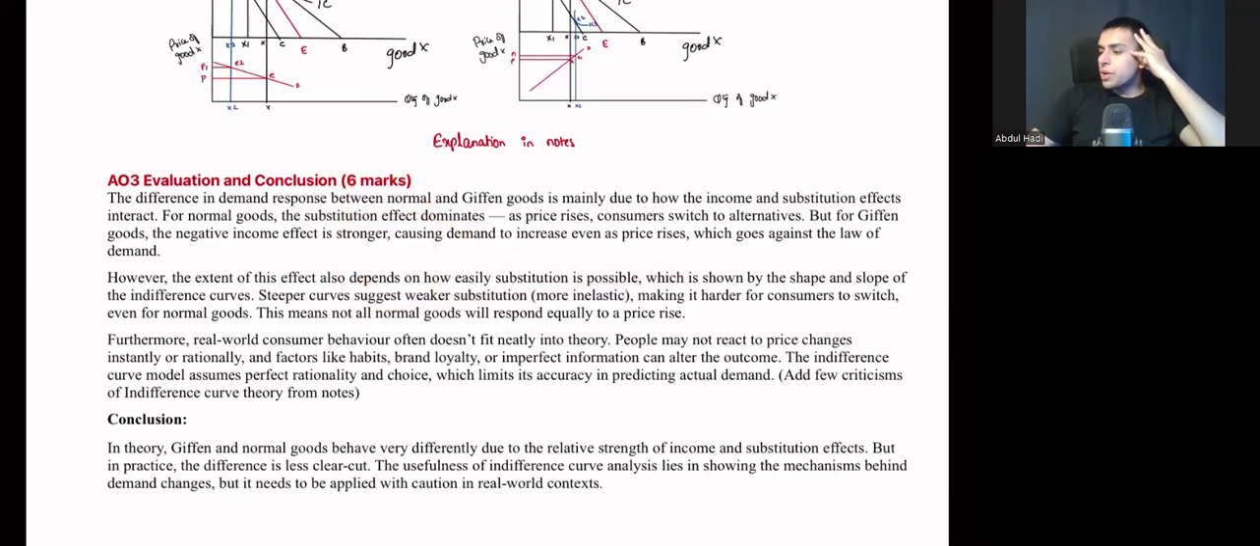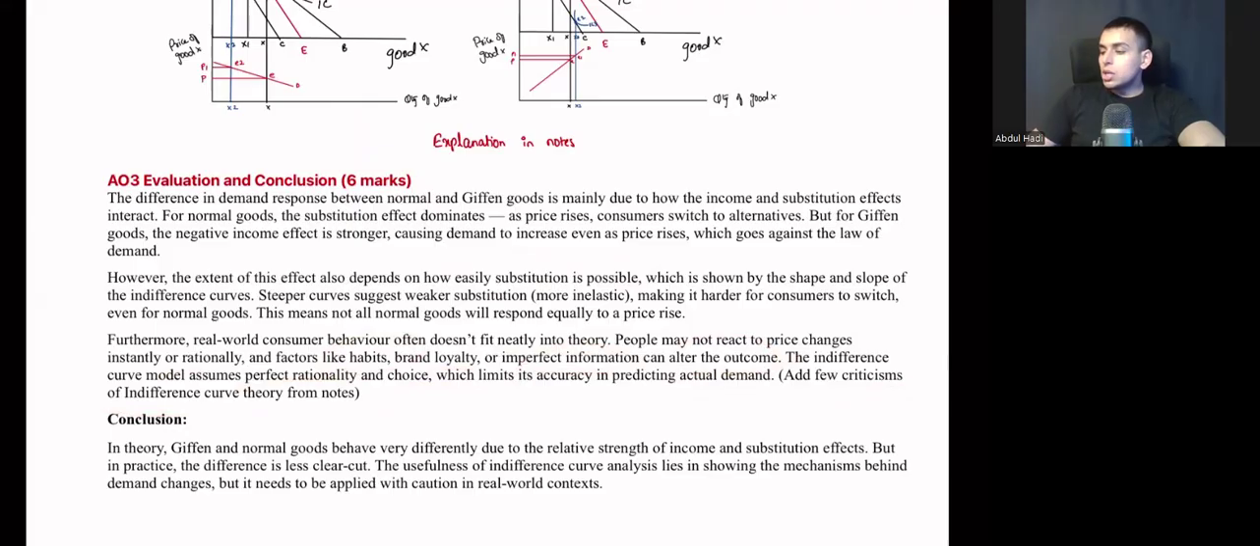Furthermore, real world consumer behavior often doesn't fit neatly into the theory. People may not react to price changes instantly or rationally, and factors like habits, brand loyalty, or imperfect information can alter the outcome. The indifference curve model assumes perfect rationality and choice, which limits its accuracy in predicting actual demand. Add a few criticisms of indifference curve theory from the notes.